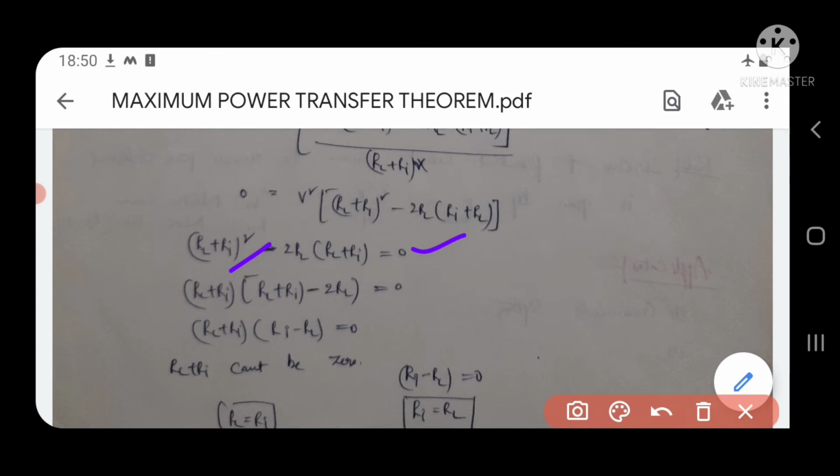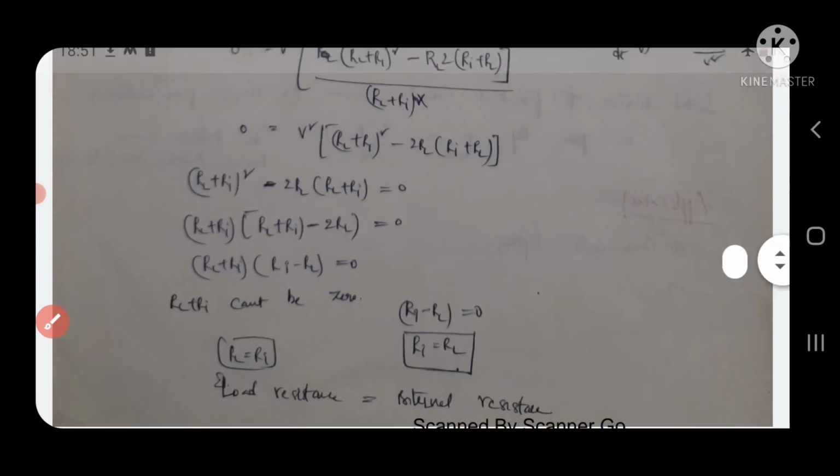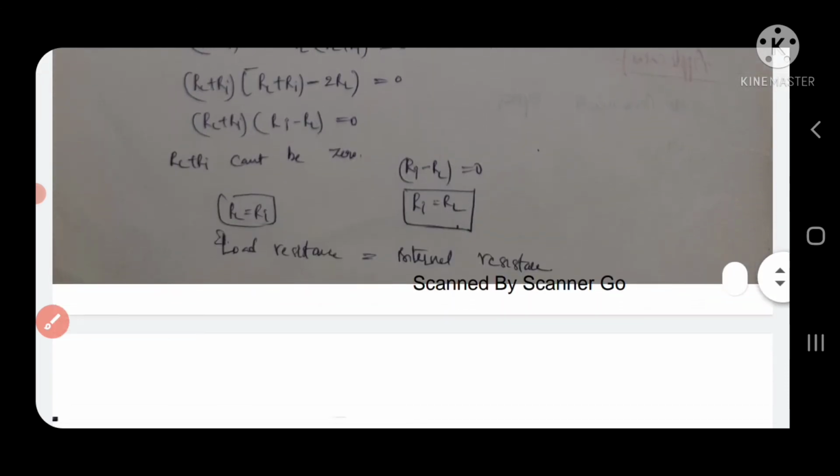Okay, Ri minus RL, so that is equating to 0. Then we will get load resistance value is equal to the source resistance. So that is the main theme actually. So that means the maximum power is transferred from source to the load whenever the load resistance value is exactly equal to the internal resistance.